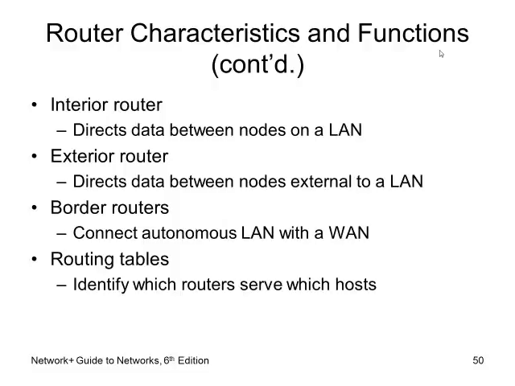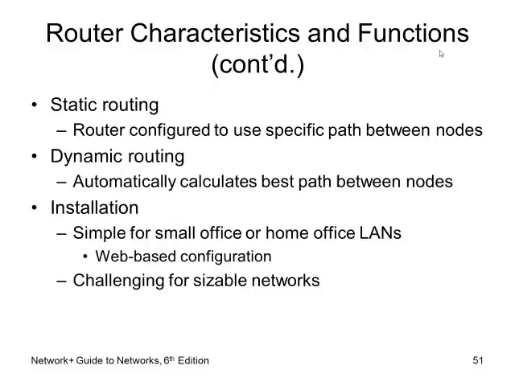Exterior, it connects your internal LAN to the outside portion. Okay. Border routers is where it's connecting the LAN to the WAN. Okay. And a routing table, I think we looked at routing tables in here before. It tells it where to route. And we're actually going to see some ways of doing that.